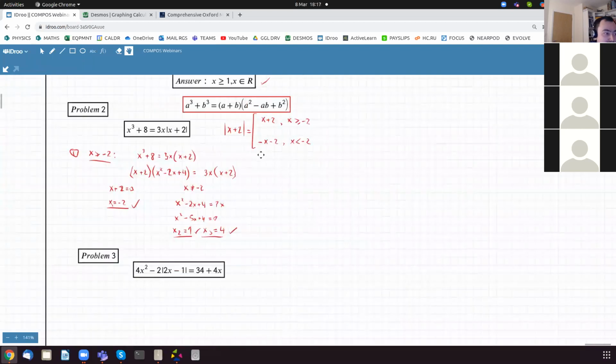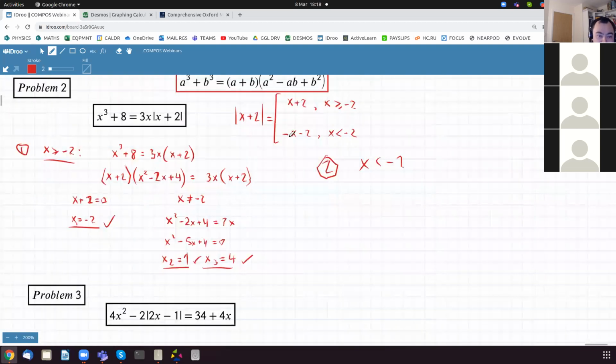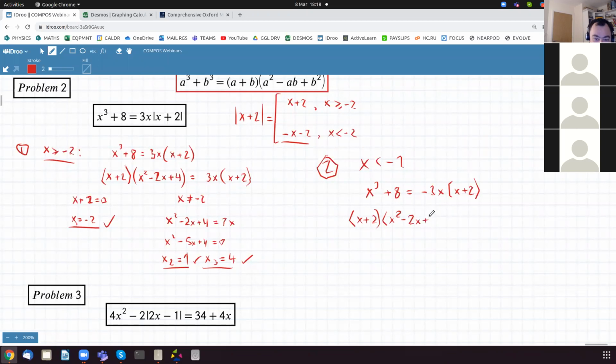Right, and now considering case 2. Case 2, x is less than minus 2. And in this case, the modulus of x plus 2 is this. So you write x cubed plus 8 equals minus 3x times x plus 2. Now we do the same thing. So x plus 2 times x squared minus 2x plus 4 equals minus 3x times x plus 2.